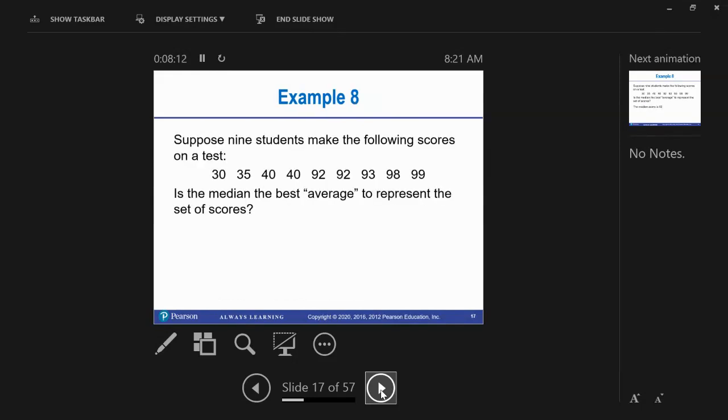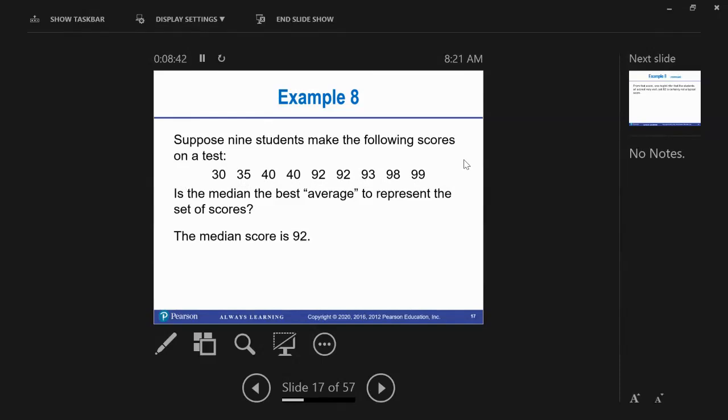Okay, suppose 9 students make the following scores on a test: 30, 35, 40, 40, 92, 92, 93, 98, 99. Is the median the best average to represent this set of scores? Well, if we look at the median, this time it's going to be 92 because that's our middle number. We have an odd number of scores this time since there are 9 students that took the test.